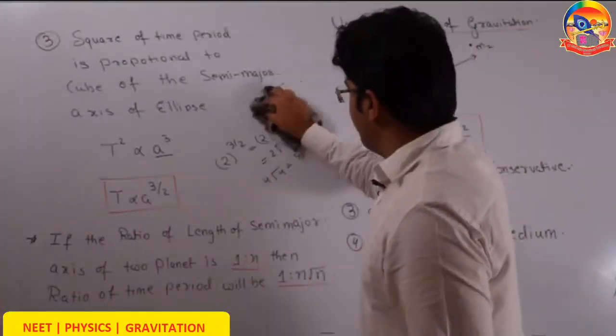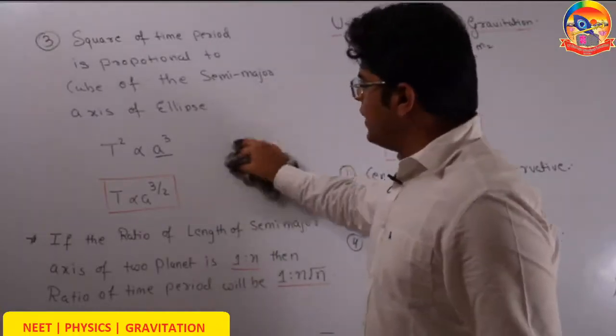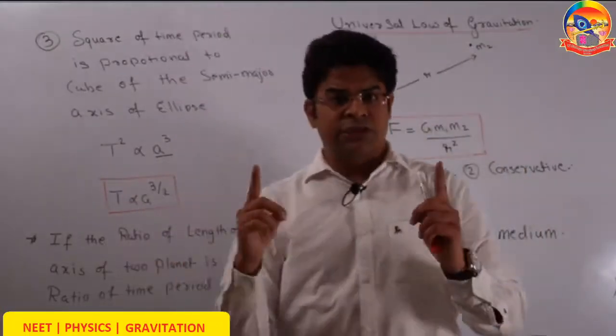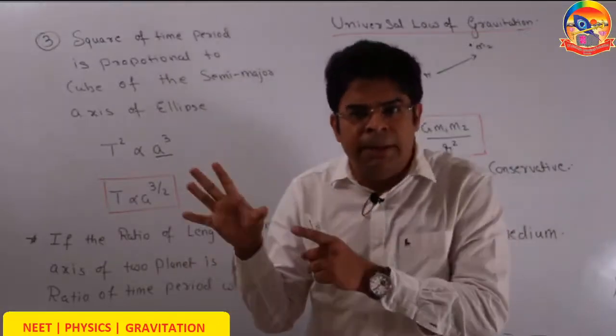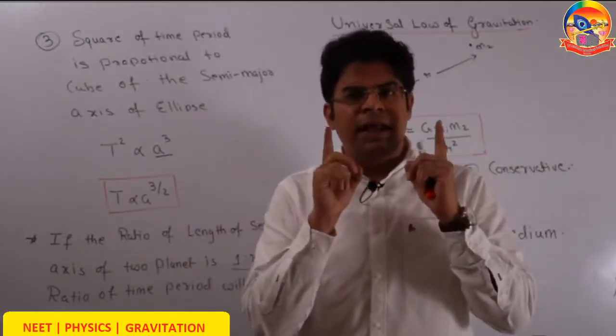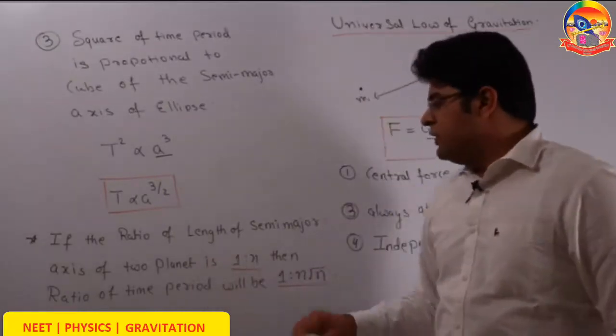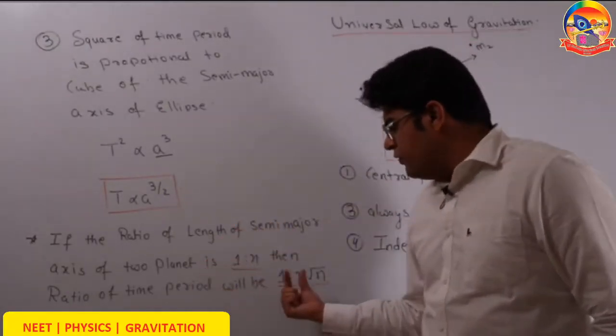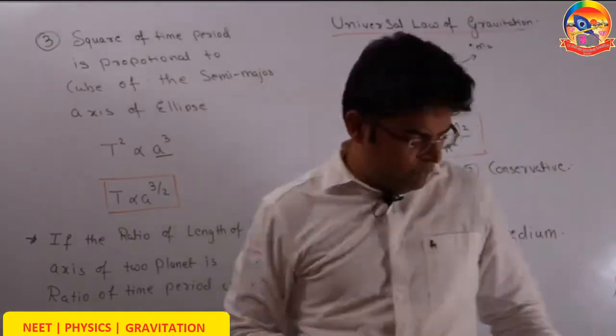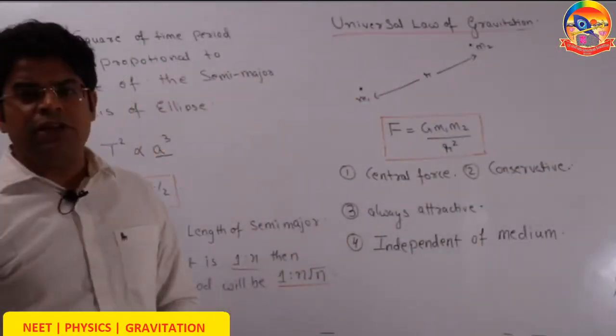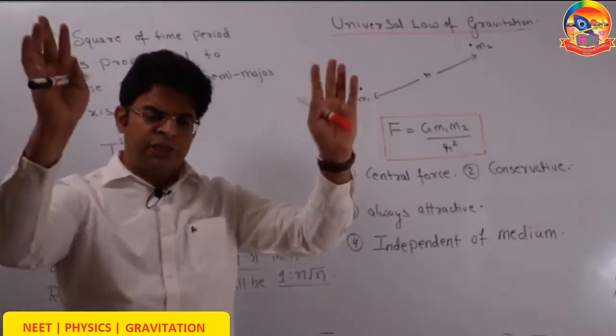So just remember one thing. If the length of the semi-major axis, I'm not saying radius, I'm not saying semi-minor axis, becomes n times, then the time period will become n root n times. Okay, moving on to the universal law of gravitation given by Sir Isaac Newton.